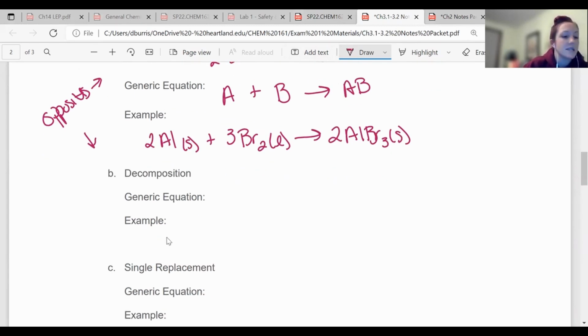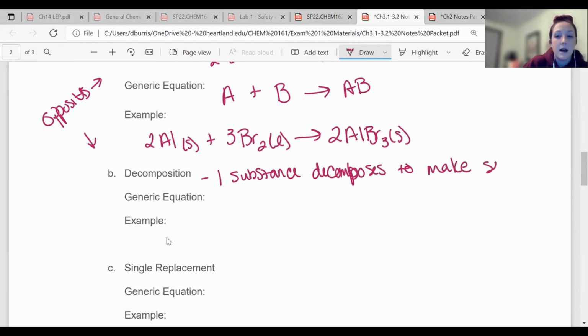Now decomposition, like I said, is just the opposite. So this would be one substance decomposing, or breaking, to make, it could be 2, it could be 3, several new smaller substances. So generically, I would have AB breaking down into A plus B. That's what the reaction would look like.